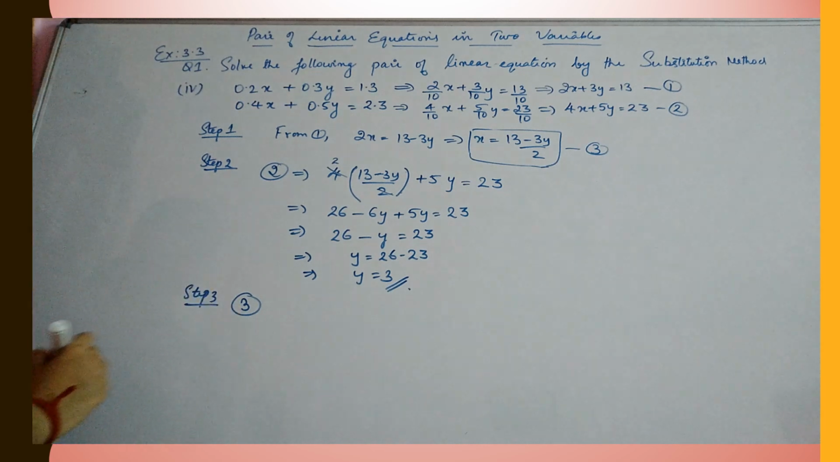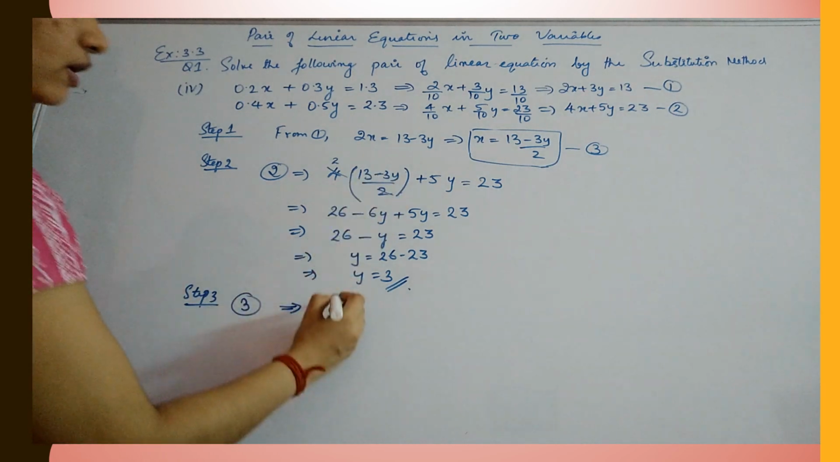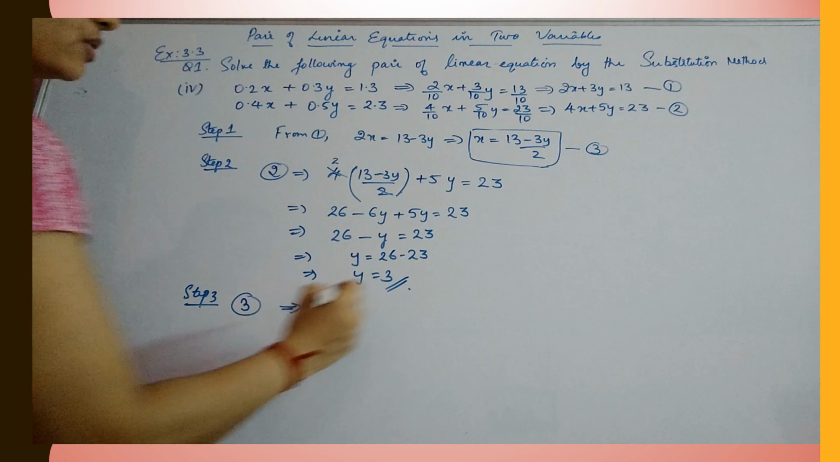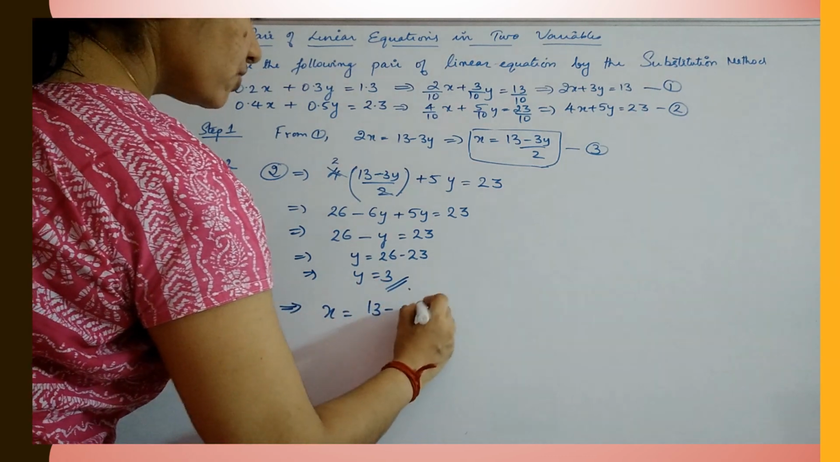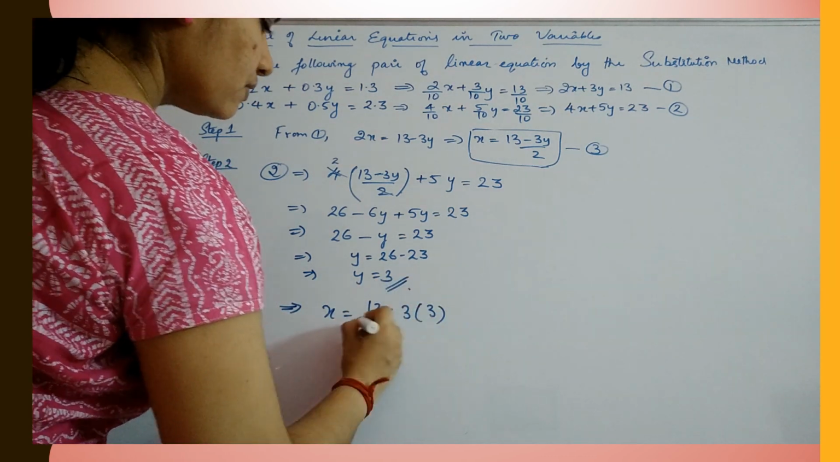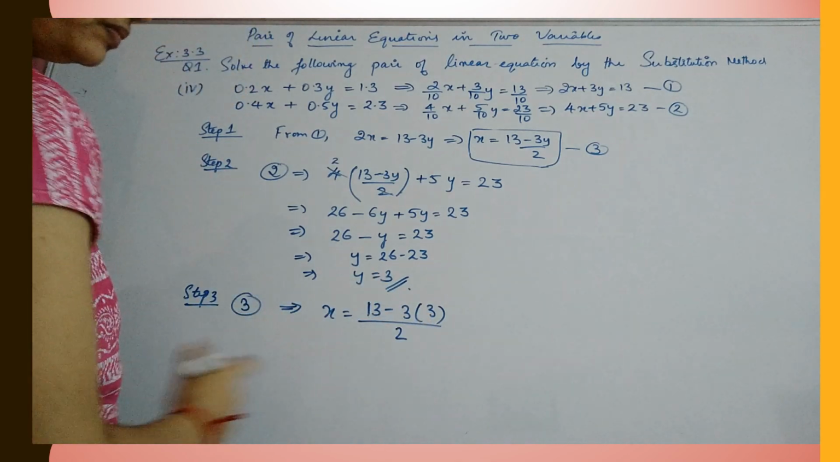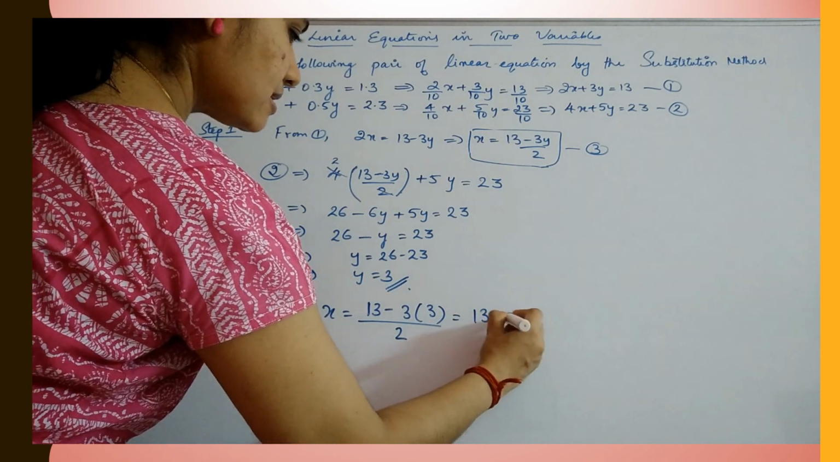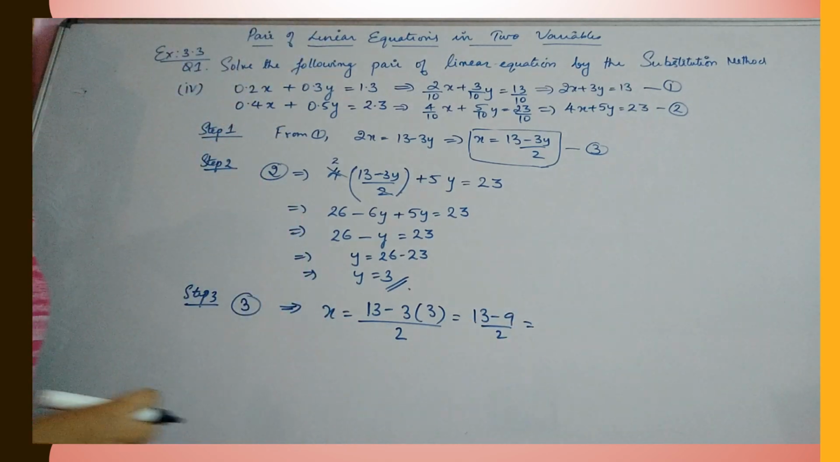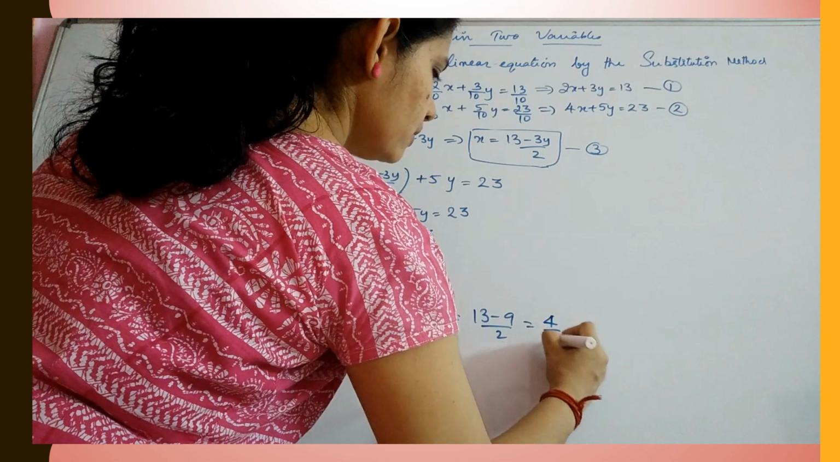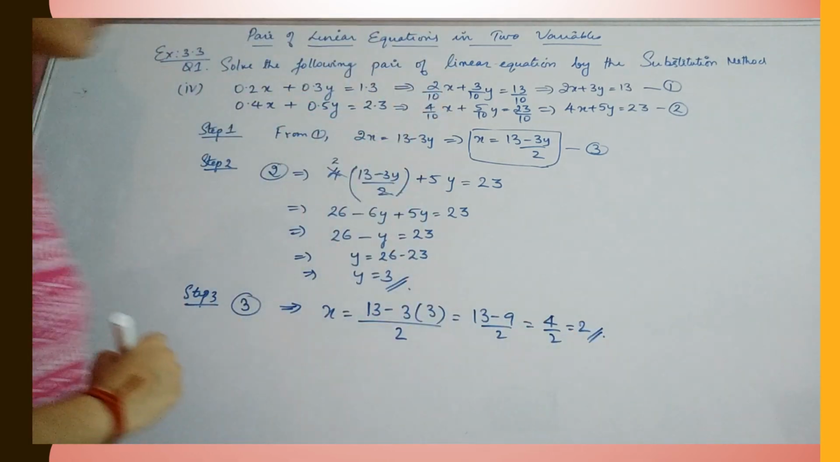In 3, you will just replace the value of what you have got as y. That is x is equal to (13 minus 3 into y, where y is 3) divided by 2. So this will be (13 minus 9) by 2, which is again 13 minus 9 is 4, and 4 divided by 2 will give you 2. So this is your x value.